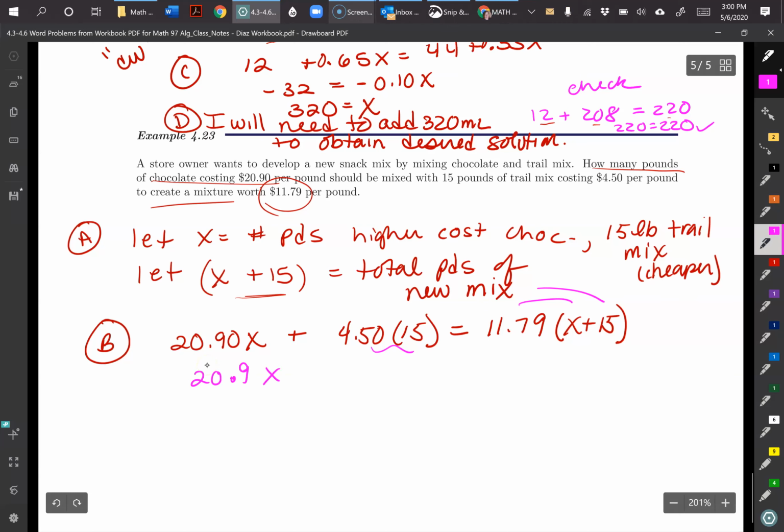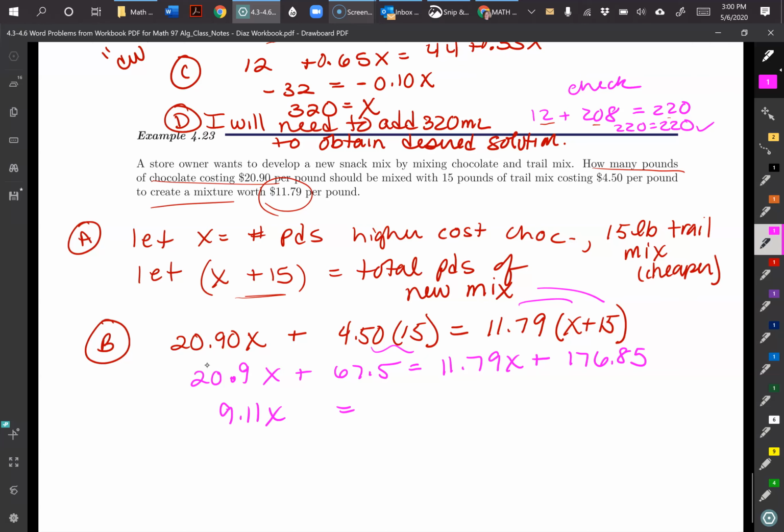20.9 X plus 67.5 equals 11.79 X plus 15 times the 11.79 comes out to be 176.85. Then we're going to go ahead and I'm going to subtract 11.79 X from both sides. So that's 9.11 X. Then I'm also going to subtract this 67.50 there.